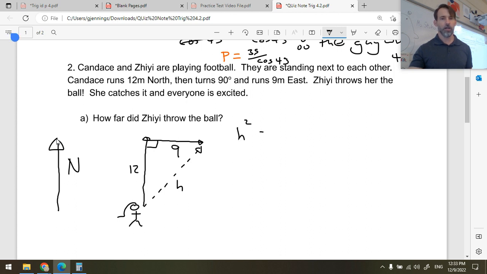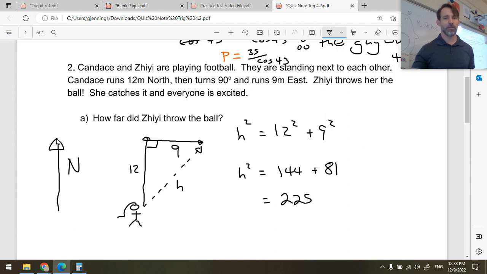Yeah, so we say H squared equals 12 squared plus 9 squared. Let's work that out. Anyone happen to know what that's going to be? 144 plus 81. The sum of 144 and 81 happens to be 225. Anyone know H squared yet? Or what H is? Yeah, it's indeed 15. If I told you that she threw the football 225 meters, what would you tell me?